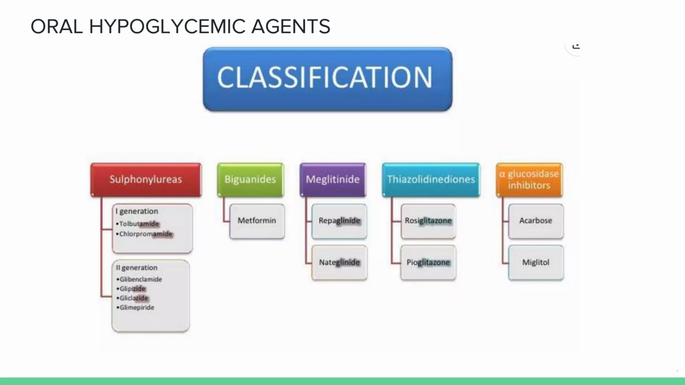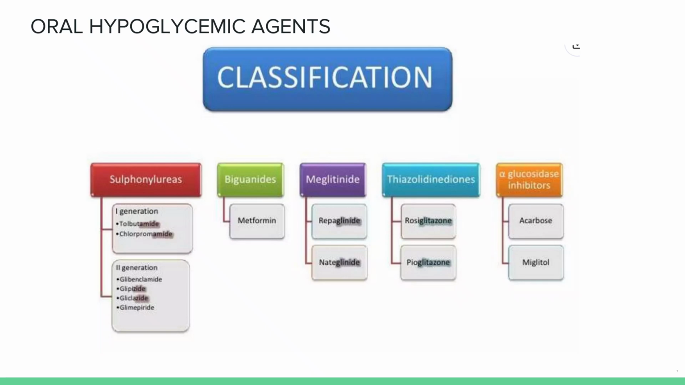And biguanides is again the next most prescribed classification of drugs. Then the next and fourth classification is thiazolidine derivatives, or their other name is glitazones. Example, rosiglitazone and pioglitazone. So these are the four important types of classification in the case of oral hypoglycemic agents. First one sulfonylurea, second one biguanides, third one meglitinides, and fourth one thiazolidinediones.